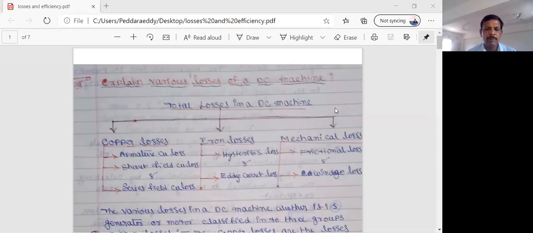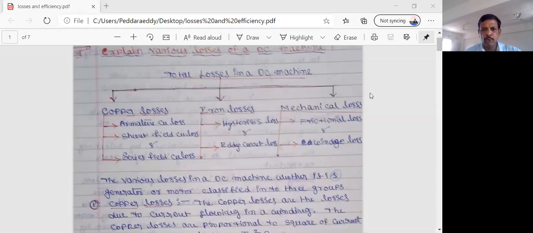In this class, we are going to discuss the losses of a DC machine and the efficiency of a DC machine. First of all, what are the different losses of a DC machine? Here we have a table of the total losses in a DC machine. The total losses are of three types: copper losses, iron losses, and mechanical losses.